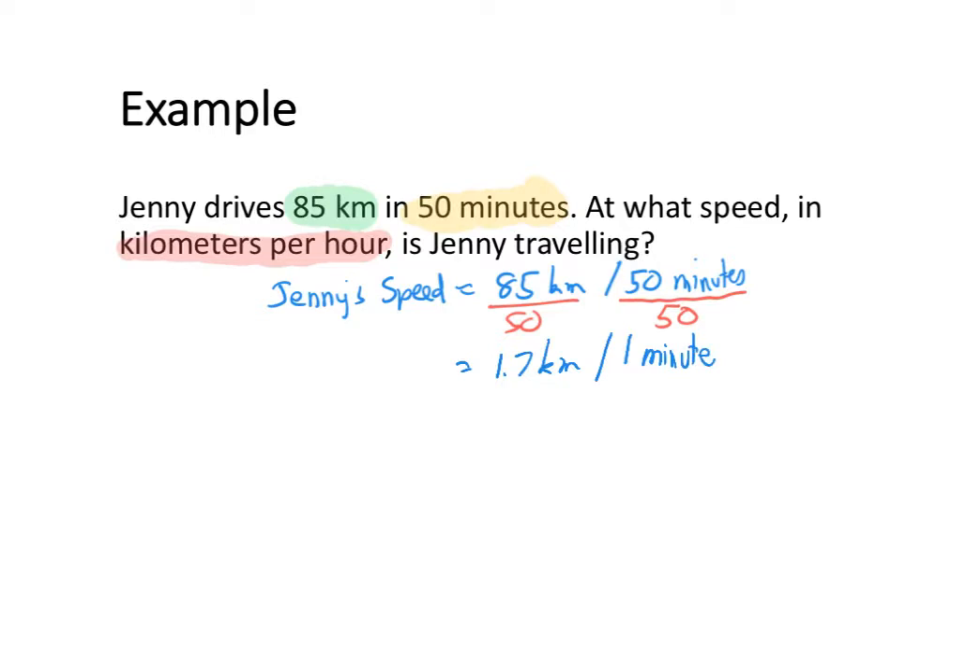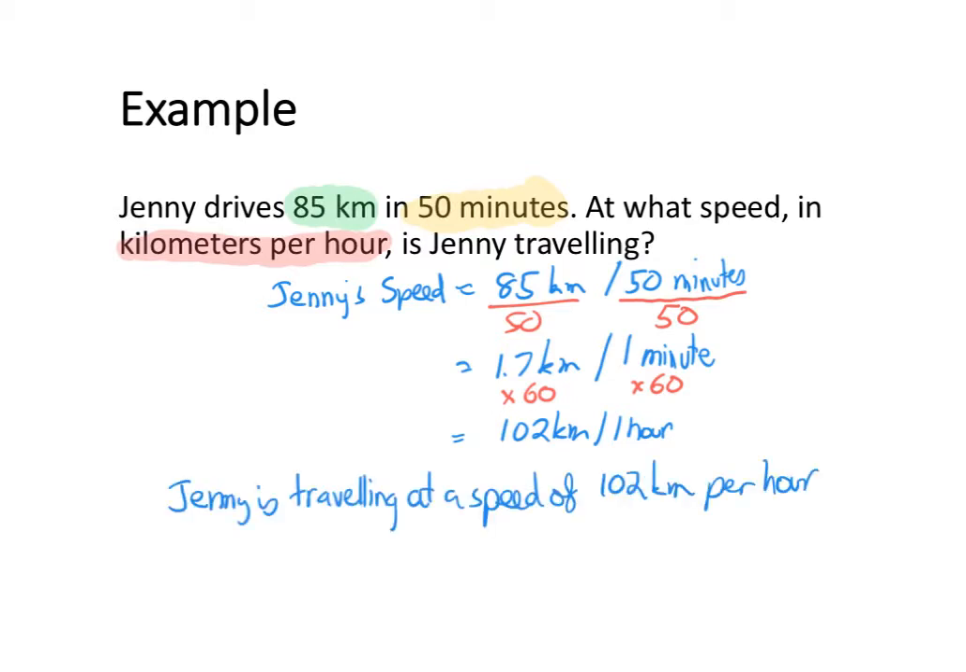So now that I've got a per minute rate, I can then convert that into a per hour rate. So I'm looking for per 1 hour, and I know that there's 60 minutes in 1 hour, so I need to times 1 minute by 60. And what I do to one side of the rate, I need to do to the other side. So times 1.7 by 60. So that works out to be 102 kilometers per 1 hour. Again, because my question is in words, I should write my final answer in words as well. So Jenny is traveling at a speed of 102 kilometers per hour.